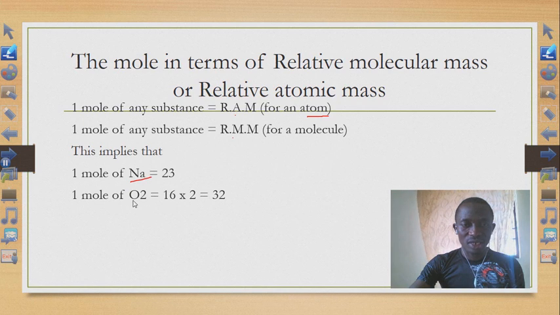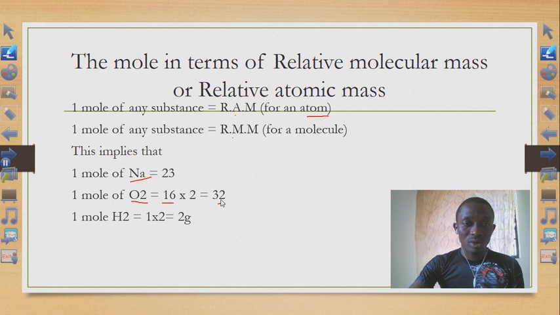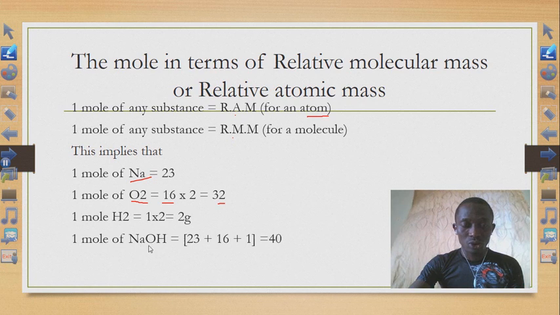1 mole of oxygen gas. Oxygen gas is a diatomic gas. So in the question you'll be given 16. So all you need to do is that, since 1 atom of oxygen is 16, then the 2 atoms present will be 16 times 2, which is 32. Then 1 mole of hydrogen gas will be 1 times 2, which is 2 grams. Then 1 mole of sodium hydroxide, like we calculated earlier on, will be 23 plus 16 plus 1, which is 40. All these values will be given in the question.